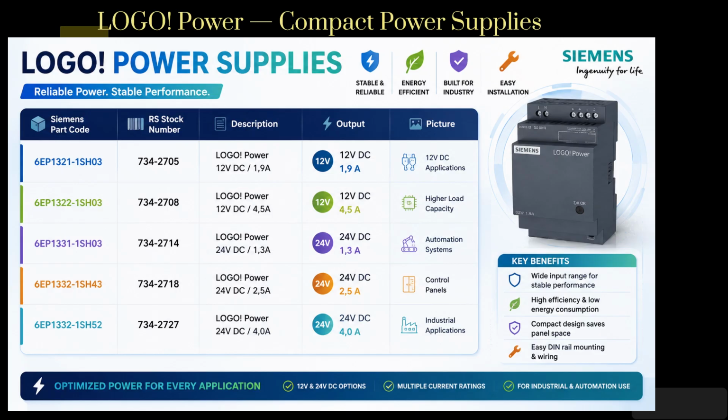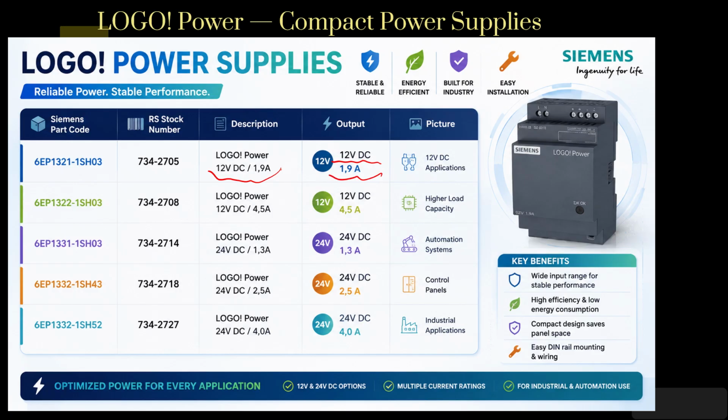If we look at the description, we can see here LOGO!Power 12 volt DC, 1.9 ampere. So the first row is a type of power supply, where the output voltage is 12 volt and the output current is a maximum of 1.9 ampere.